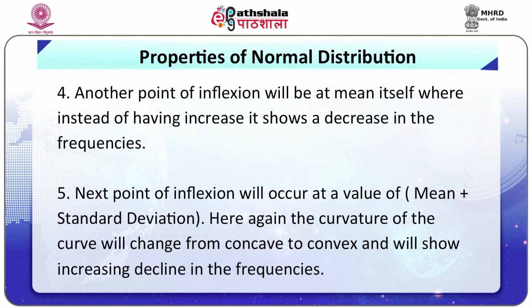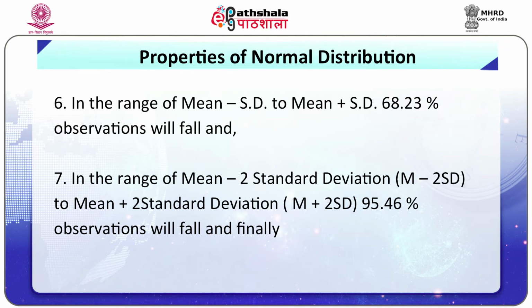Another point of inflection will be at the mean itself, where instead of having an increase, it shows a decrease in the frequencies. The next point of inflection will occur at a value of mean plus standard deviation. Here again the curvature of the curve will change from concave to convex and will show an increasing decline in the frequencies. In the range of mean minus standard deviation to mean plus standard deviation, 68.23% of the observations will fall.